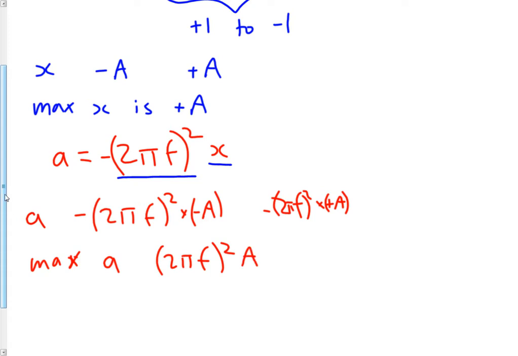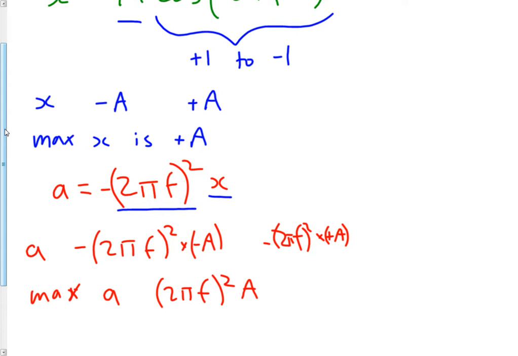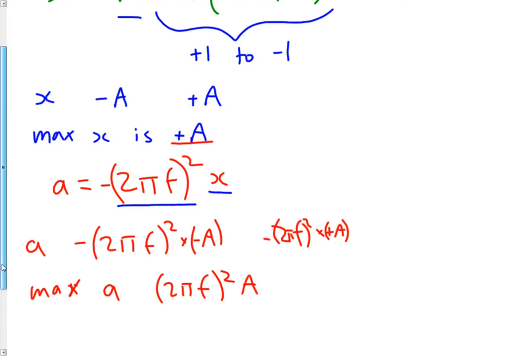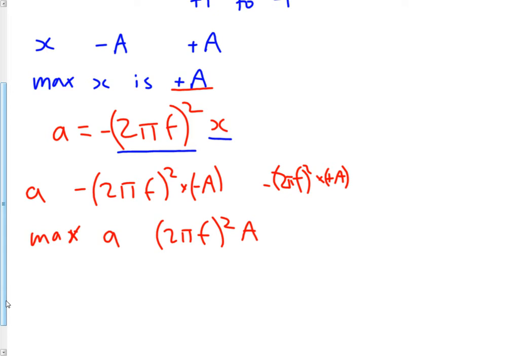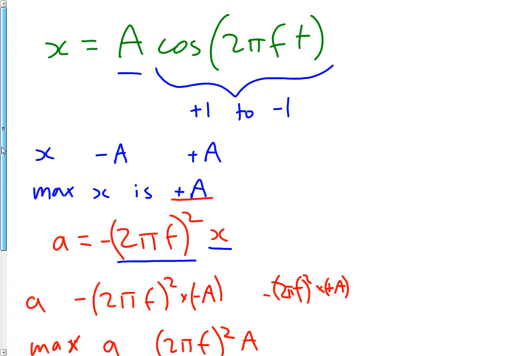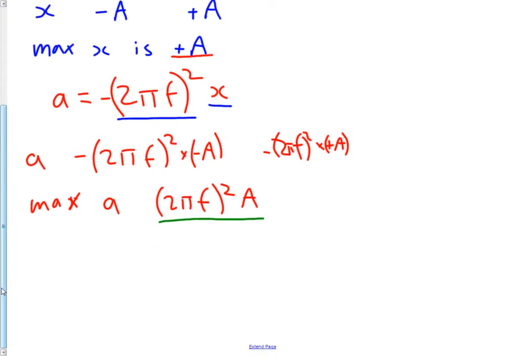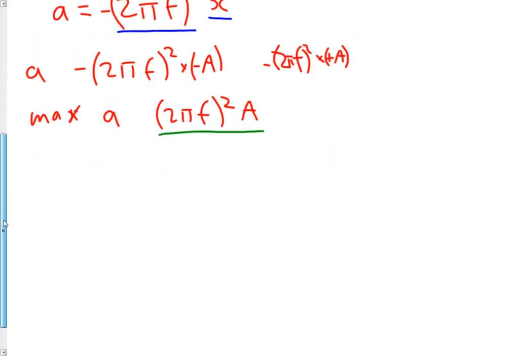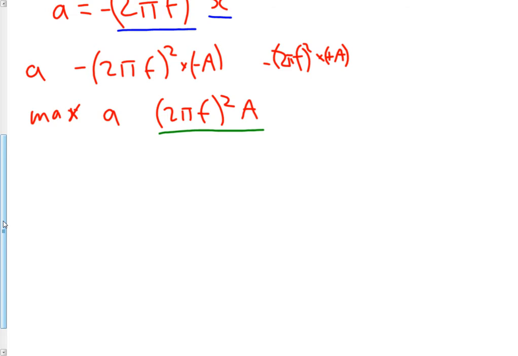So if you're asked to find the maximum displacement, that is just the amplitude. If you're asked to find the maximum acceleration, it's 2 pi f all squared times the amplitude. Now there's one other maximum that you need to know about, and that's the maximum velocity. Marginally tricky, but not the end of the world. The derivation of it is marginally tricky, but the answer isn't. It's somewhere between the displacement and the acceleration.